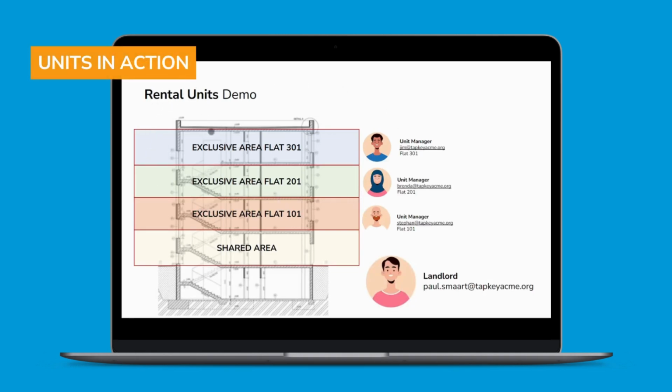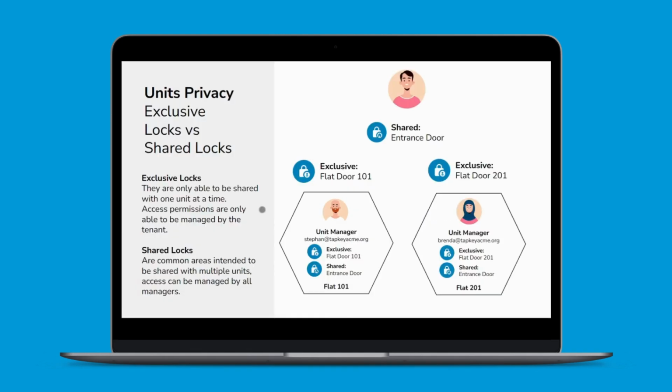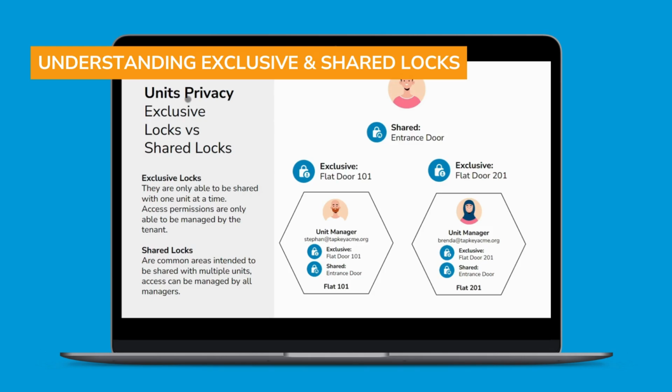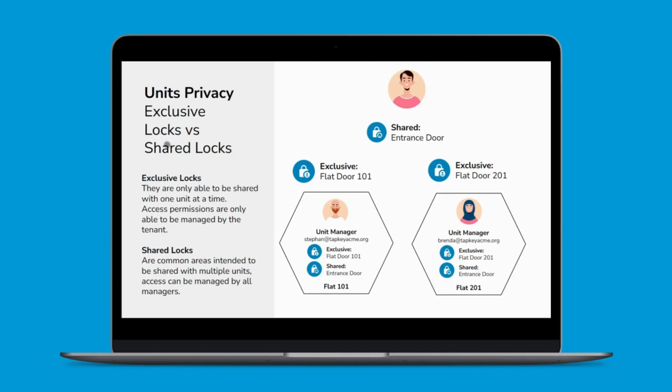We are going to talk about this specific scenario about the rental industry, where we have a landlord named Boltzmarkt, and Boltzmarkt has multiple tenants in his building, and each one is going to be renting one floor apartment. So what is the privacy? We are going to start with this topic, where each unit has exclusive locks and shared locks.